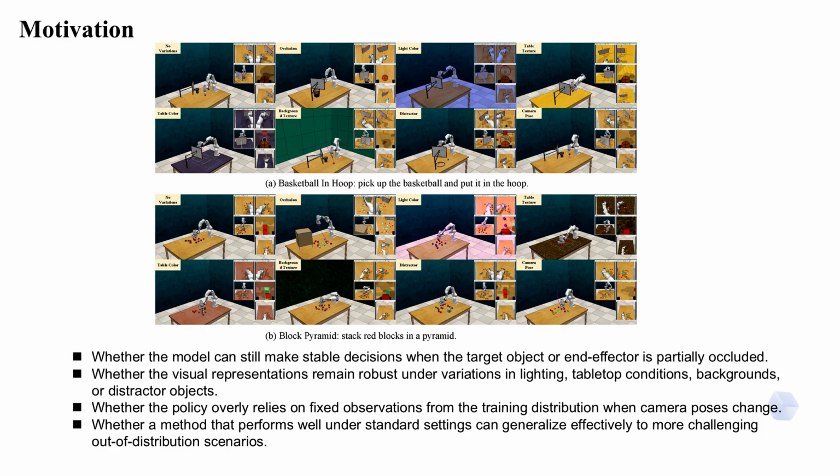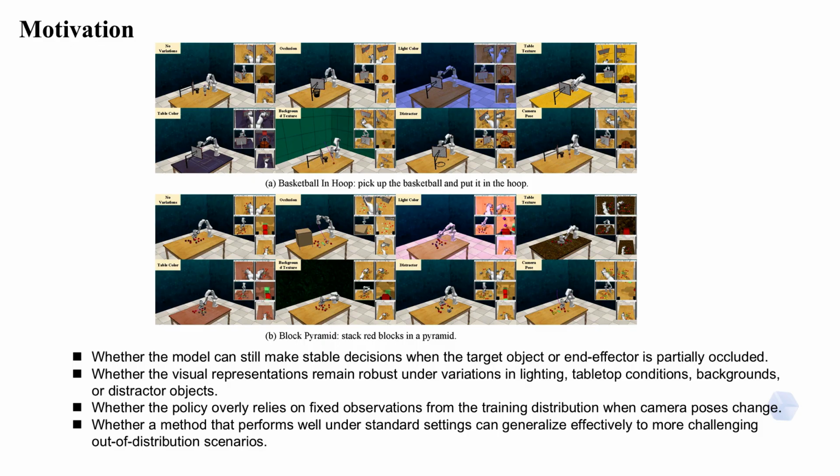Many robotic manipulation methods use vision-language models as the backbone. However, real scenes are rarely clean or stable. The target object or end effector can be occluded. Lighting, tabletop appearance, background texture, distractors, and camera poses can all change. Our key question is whether the policy really understands the task or whether it overfits to fixed observations from the training distribution.